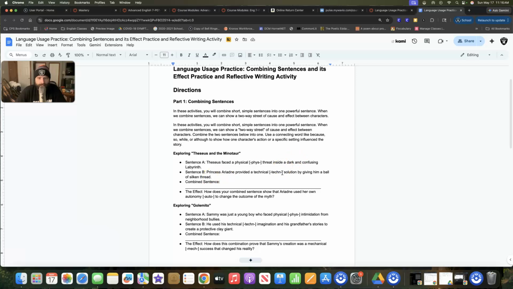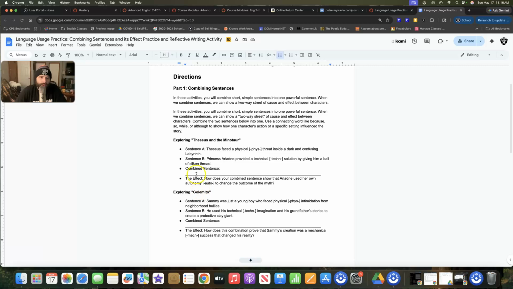Now when you copy and paste these sentences, you want to get rid of these things in the boxes that show that you're using the root, and then you want to combine them. Okay, and so this time it doesn't give you the conjunctions that you need to use. So how would you do this? Would you make it a compound or a complex sentence?